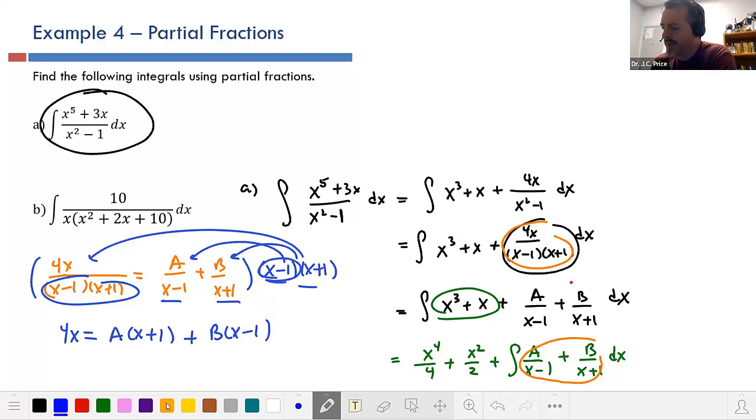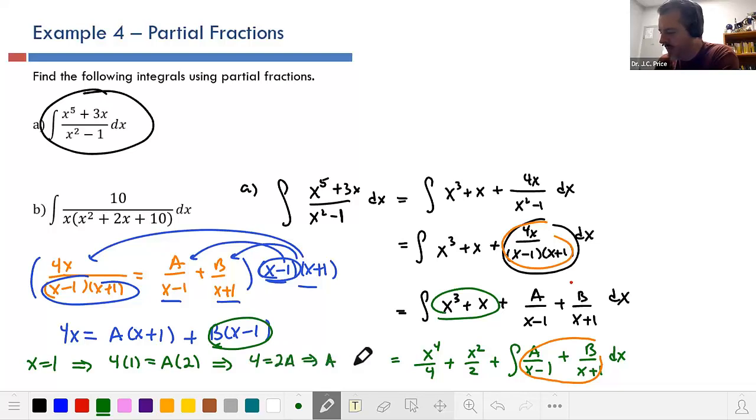And now I can just plug in points. So let's plug in x equals 1. If you plug in x equals 1, what does this do? It implies that I have 4 times 1 equal to A times 1 plus 1, which is 2. And then, of course, this is going to wind up being 0 when you plug in 1. And so this implies that 4 is equal to 2A, and so A is equal to 2. So now I know my A is 2.